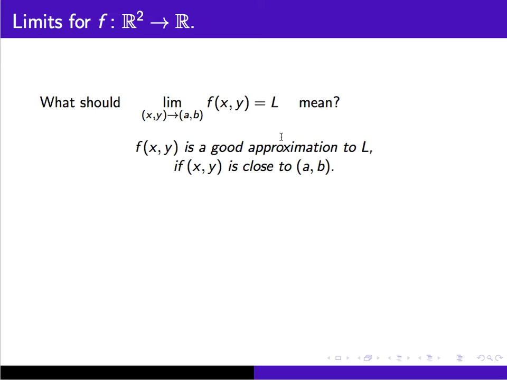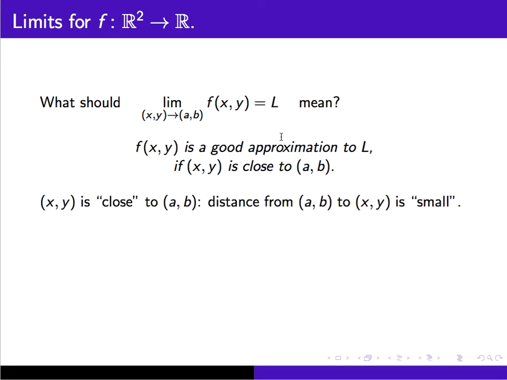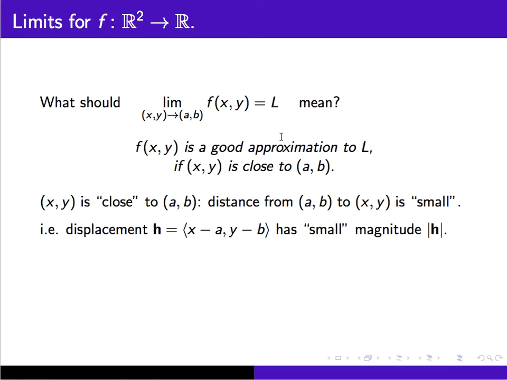Again, it's a little wishy-washy, saying good approximation and close to (a,b). But let's try to make this more precise. What does it mean to say that (x,y) is close to (a,b)? Well, we're measuring the distance between (x,y) and (a,b). To say that it's close means that that distance is small. Again, we still have the ambiguity of what small means, but we know now that we're talking about distances.